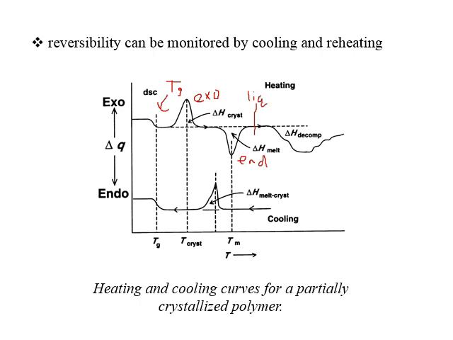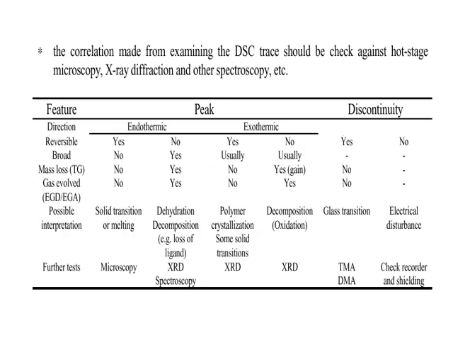And ultimately, if we get high enough, it decomposes. Obviously, if we were to stop the heating and turn it around and go into a cooling process, at some point we'll get either crystallization or melting. In this particular case, we're going to go from melting to a crystallization at this point here. So this is just an example of the heating and cooling curve for a partially crystallized polymer.